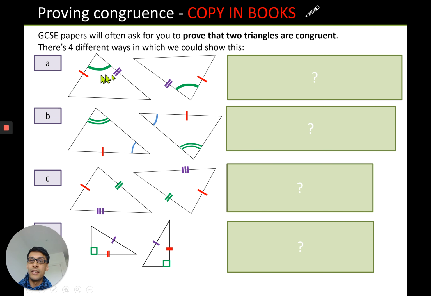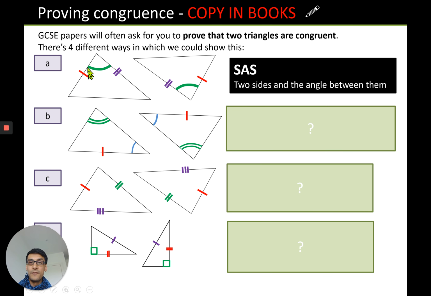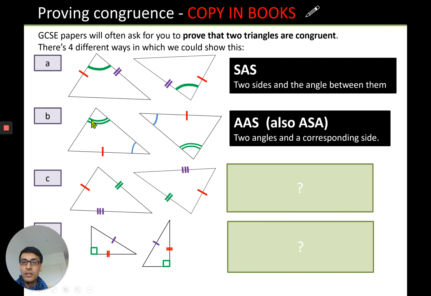You can say that two triangles are congruent if they have a side, angle, side which match. I'm going to use some notation here. SAS is side, angle, side, so two sides and an angle in between. We can also say that two triangles are congruent if they have an angle and a side. Imagine tracing your finger along with my mouse pointer. You can see there's an angle there, and then there's a side.